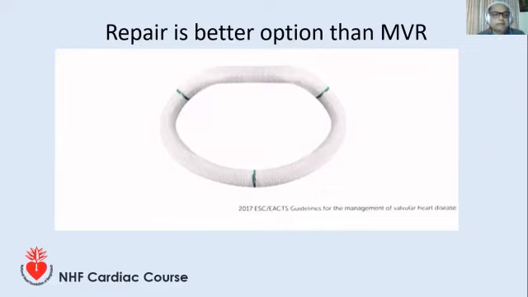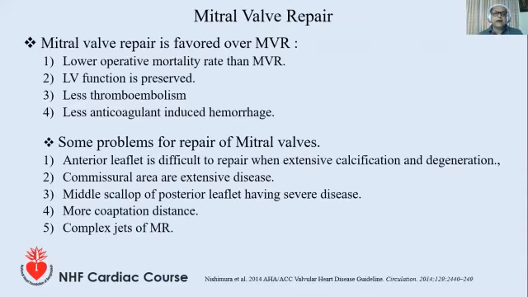The rule of thumb is that repair is always better than mitral valve replacement. Why? Mitral valve repair is the best because it has lower operative mortality than mitral valve replacement. LV function is preserved, thromboembolic manifestations and anticoagulant-induced hemorrhage are reduced, which is very important, but it has some problems.